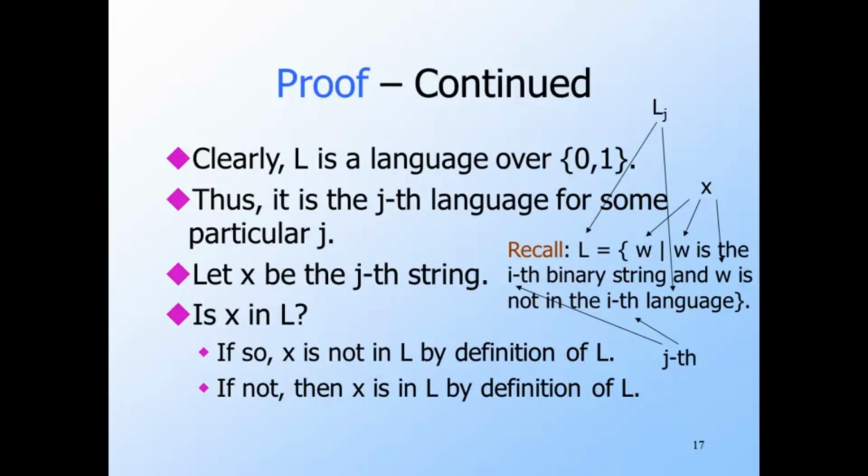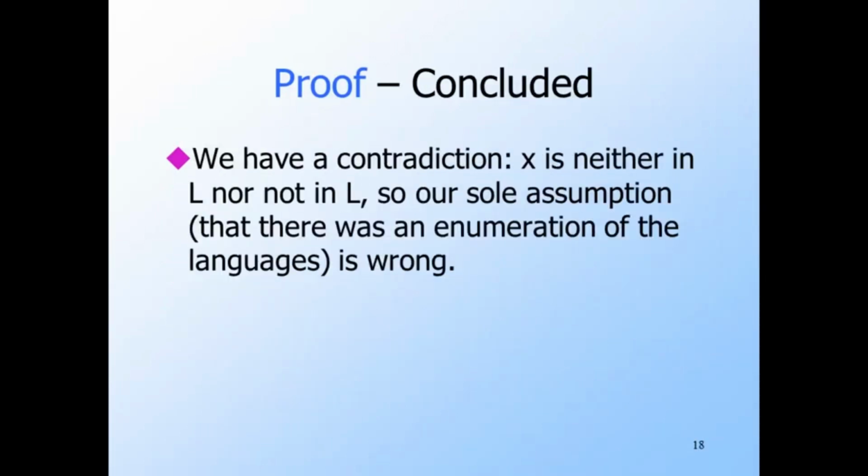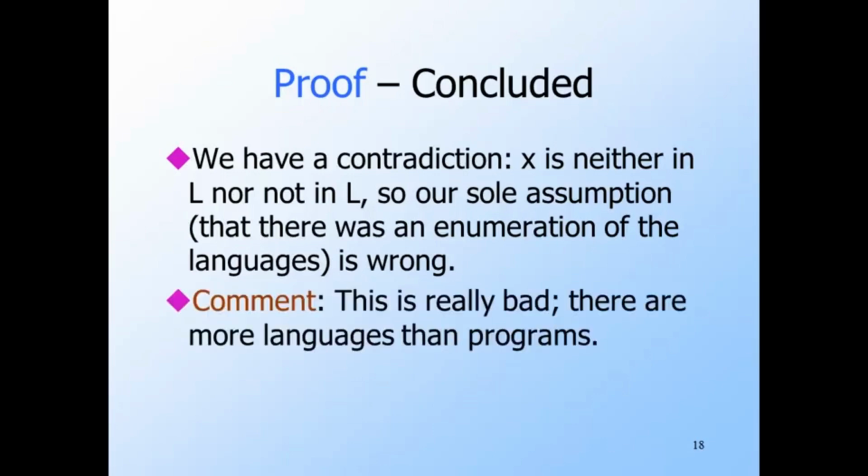Thus, when we read the definition of L as it applies to x, it says that x is in L, which is L_j, if and only if x is not in L, again, which is L_j. We have a contradiction. x is neither in L nor not in L. That's an impossible situation, and we conclude that our assumptions are wrong. The only unproved assumption we made was that we could enumerate the languages over 0, 1, so that is false. We can't enumerate such languages. As a result, we see that there are more languages than programs, since the programs can be enumerated.